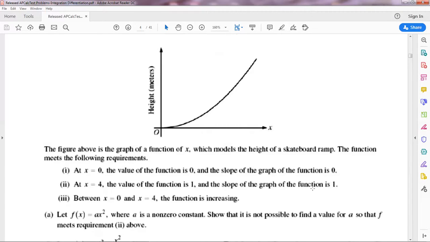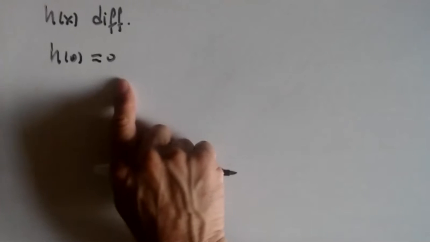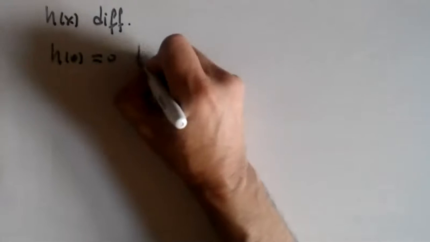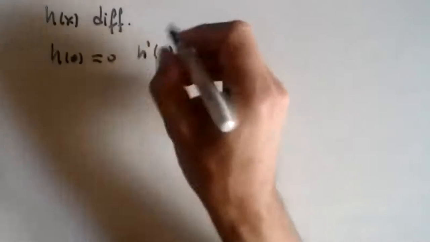And the slope of the graph of the function is 1. Okay, let me just write that information on my board. So I have h of x, and it's differentiable. Now I have that h of 0 is 0. So h of x is a differentiable function, h of 0 is 0, and h prime of 0 is 0.